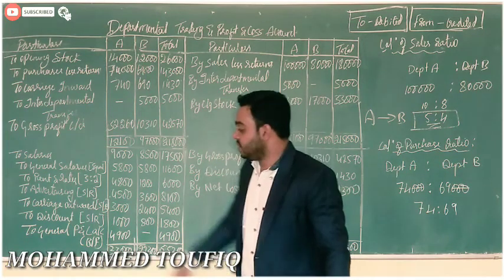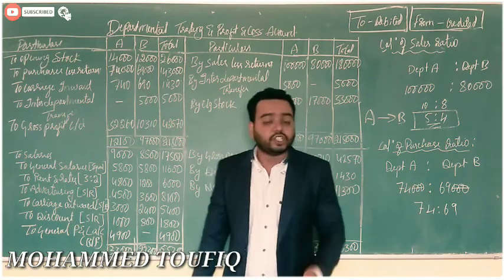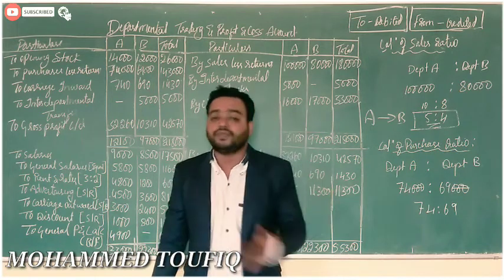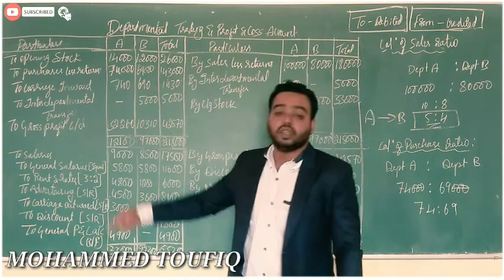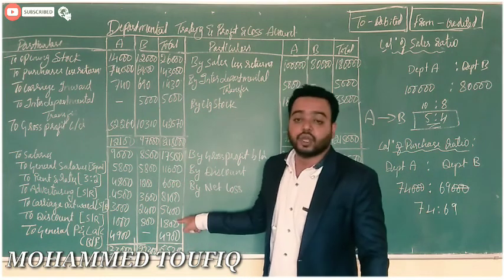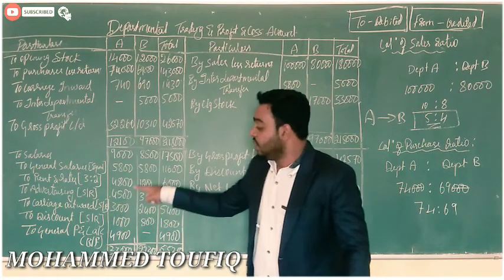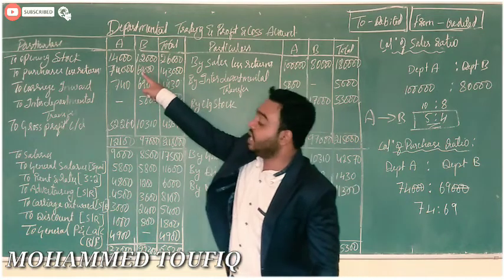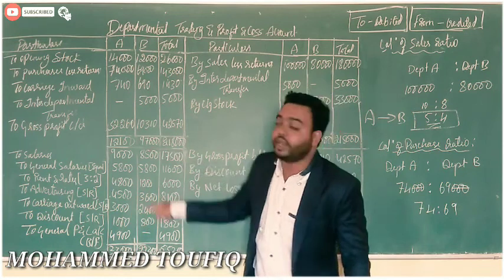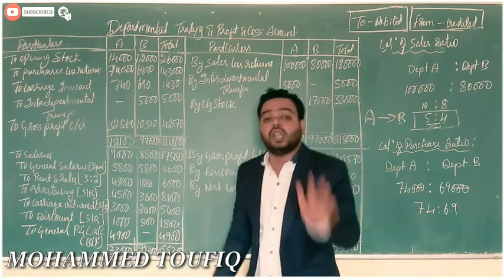Go to the next expense, carriage outward. It is also a selling expense, and it should be distributed on the basis of sales ratio. So the sales ratio here is 5:4. On the basis of this, the carriage outward is 5,400, and this 5,400 is allocated on the basis of sales ratio, which is 5:4. Through this, you will get 3,000 as carriage outward expense for department A, and 2,400 as carriage outward expense for department B.